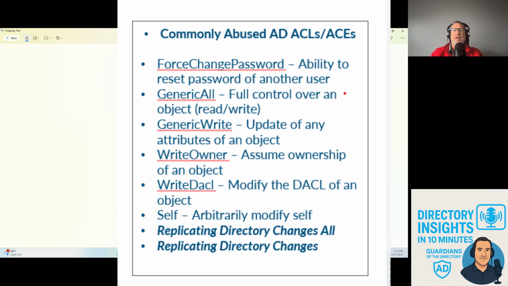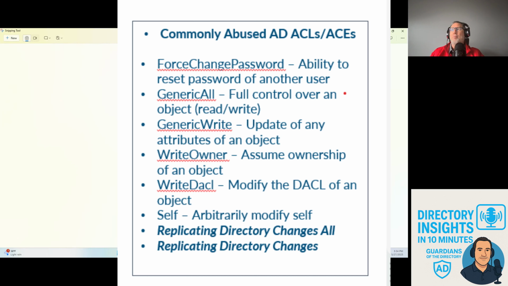The next one we're going to talk about is GenericAll. GenericAll is where we have full control over an object, read and write access. GenericWrite allows me to update any of the attributes of an object. And then WriteOwner allows me to assume ownership of an object. And then WriteDACL means I can actually modify the permissions of an object inside of Active Directory.